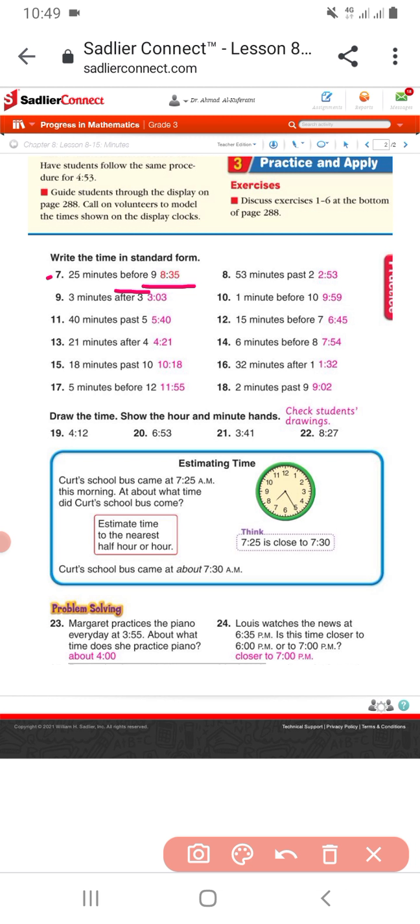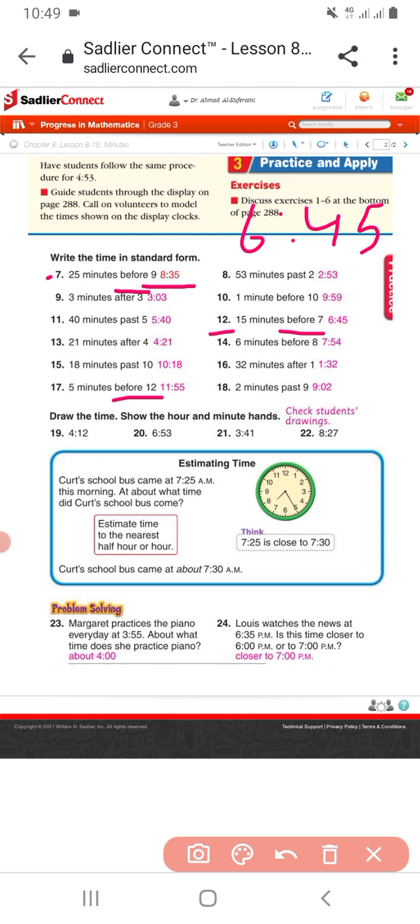Let me help you with another one. We have here 15, question number 12, 15 minutes before 7. طيب, حكينا before 7 we write 6 and 60 minus 15, that's 45. So it's 6:45. So each time بدنا نحل سؤال مكتوب فيه before take one number less.